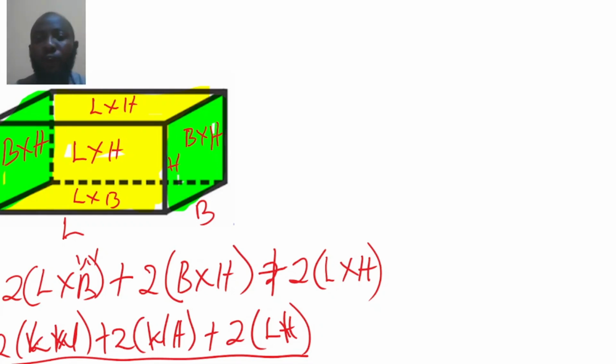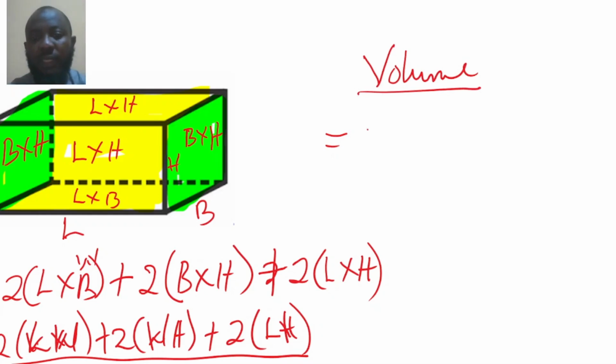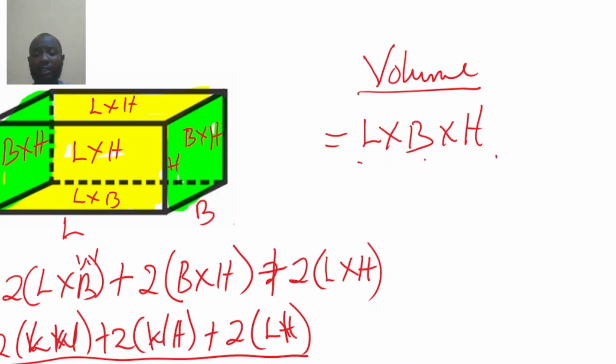So for the volume, it will be the base area. What is the base now? Length times breadth. Then the height. That is the reason why it is length times breadth times height. That's the volume of a cuboid. I hope this is very clear.